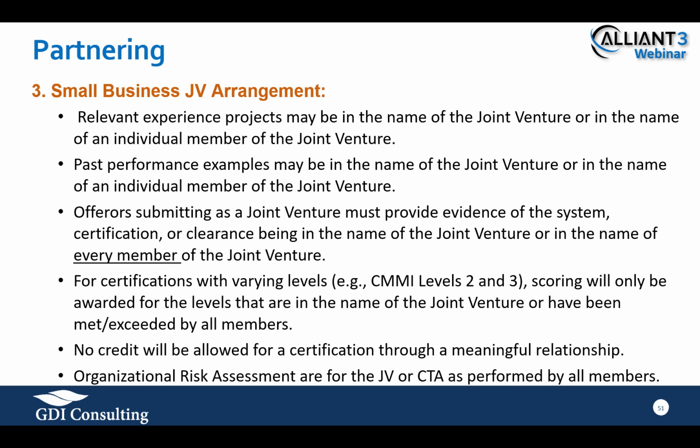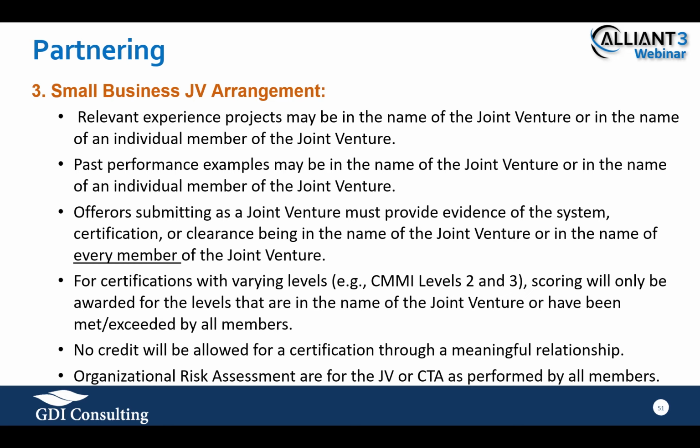For certifications with varying levels, like for example CMMI level 2 or 3, scoring will only be awarded for the level that is in the name of the joint venture or has been met or exceeded by all members. So if the joint venture has a CMMI level 3, then you're good to go. You get the points for level 3. But say the joint venture doesn't have a CMMI, one company has, say the prime has level 3, but the subcontractors have level 2, then you get the points for level 2. If one of the subcontractors doesn't have a level 2, doesn't have CMMI at all, you don't get any points for the CMMI. No credit will be allowed for a certification through a meaningful relationship.